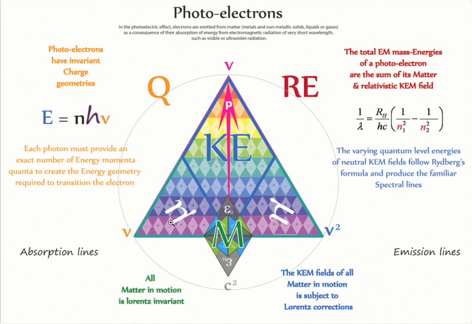Again, all the mass energy of this field can be stripped down to an energy density and described as a relativistic energy, but it is more appropriate to describe it in terms of its charged geometries of mass energy and matter.